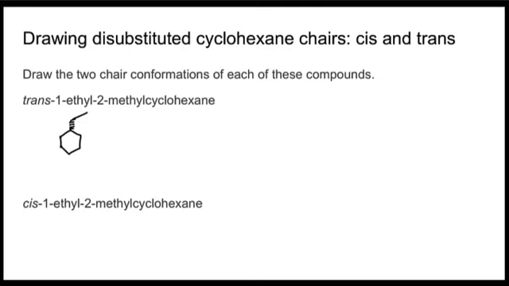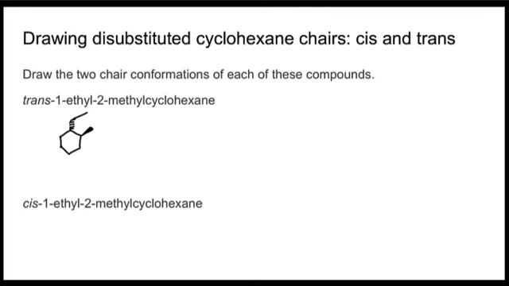And then if that's carbon 1, then the next one over must be carbon 2, so it has a methyl. And I want to situate that on the opposite face of the ring because trans means opposite face. So this is a trans 1-ethyl 2-methyl cyclohexane.